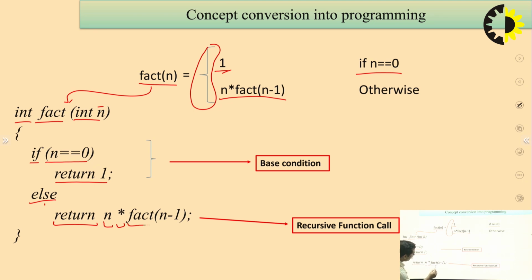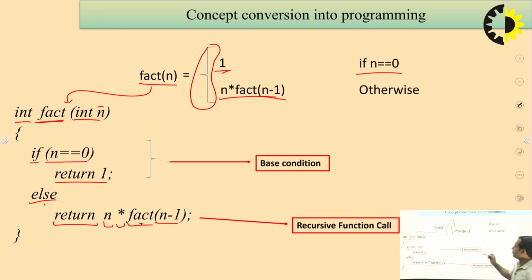Return n into fact, the same function. We are calling the same function fact within fact. So, this is the recursion. The parameter is different, that is n minus 1. Just convert this into code using the particular language syntax. Here we are using C, so write the code according to C syntax.